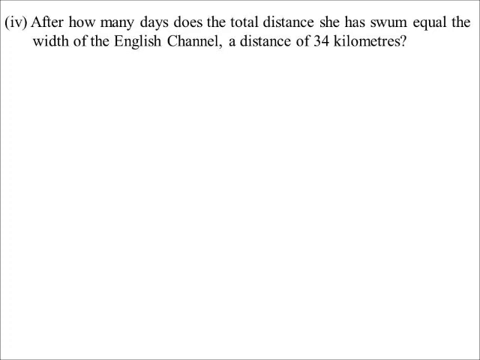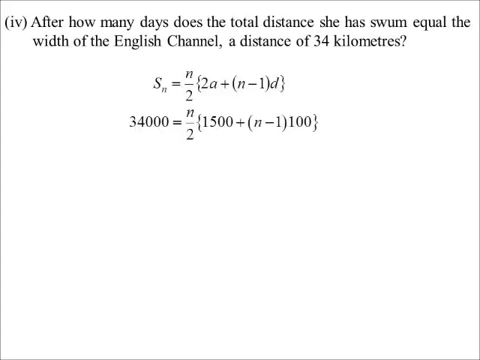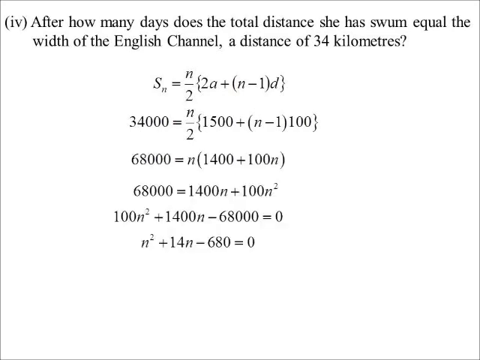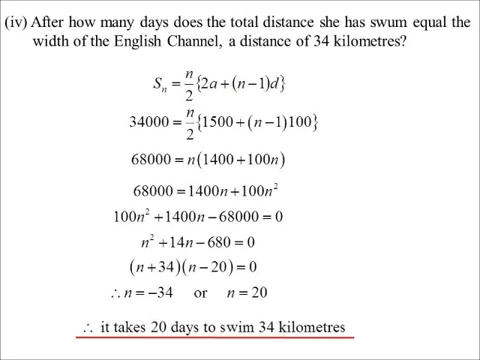So 34 kilometres, which of course is 34,000 metres. So sub that in for our sum to n. We want to find out what n is. We end up eventually, move the term over, there we go, with a quadratic. So what multiplies together to give negative 680 and adds together to give 14? Of course, 20 and negative 34. So our solutions: n is negative 34, n equals 20. So it took her 20 days.